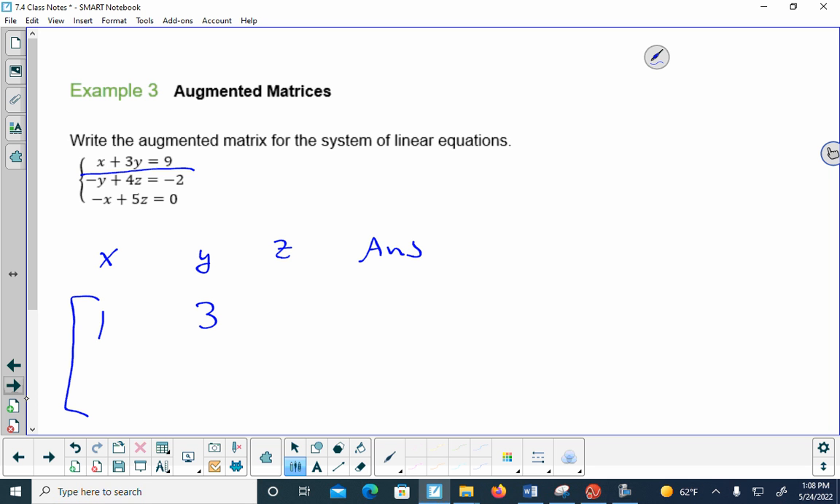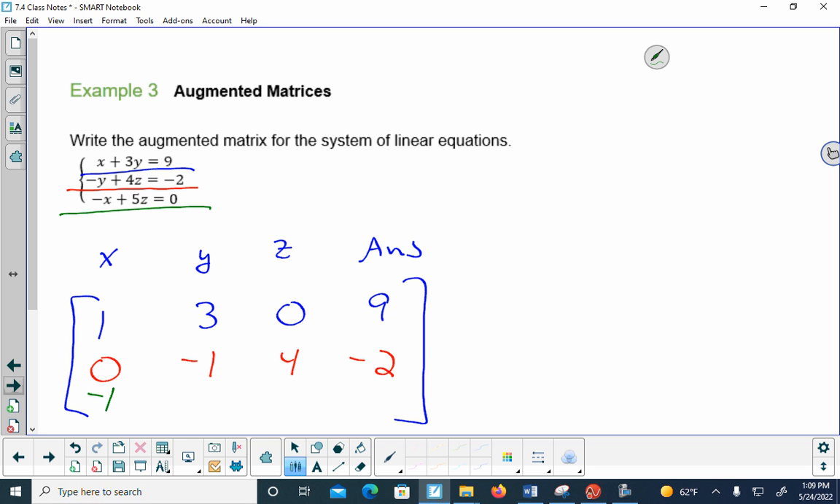In the first equation, I do not have a z, so I'm going to put a 0 there to hold that place, and then I'm going to put a 9 for my answer. When I go to the second equation, I have a negative y, so negative 1, 4z is equal to negative 2. I have to put a 0 in there to keep track of that place. And then the last equation, I have negative x, so negative 1, 5z, so the 5 will go here because it's z, and 0 is my answer, so I have to put a 0 in both places.